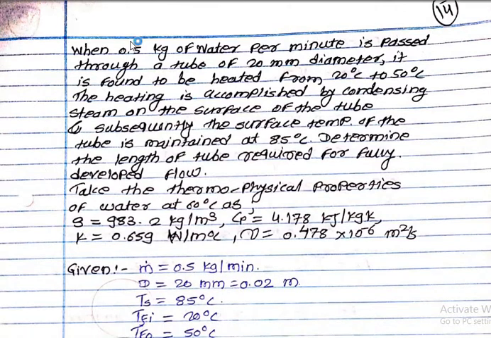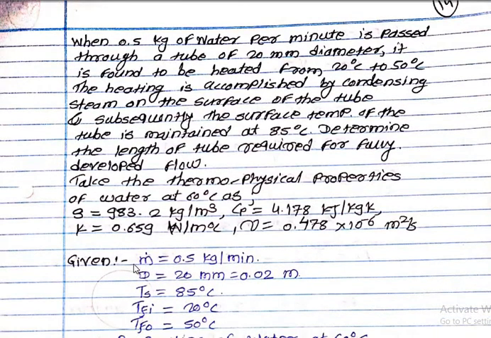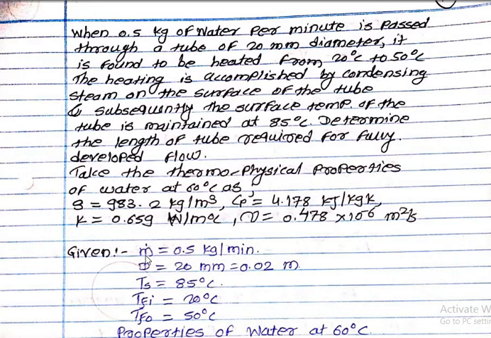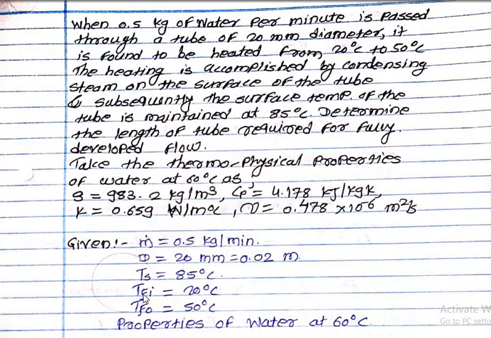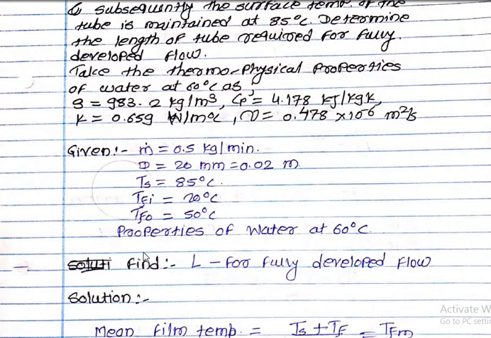On the basis of this statement, we can write the given data as m dot, that is mass flow rate of water, is equal to 0.5 kg per minute. The diameter of the tube is 20 mm, that is equal to 0.02 meter. Temperature of the surface is equal to 85 degrees Celsius. Inlet fluid temperature is equal to 20 degrees Celsius, and outlet fluid temperature is 50 degrees Celsius. The properties of water are provided at 60 degrees Celsius. Now we have to find out the length for fully developed flow.